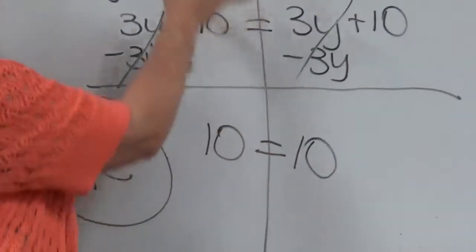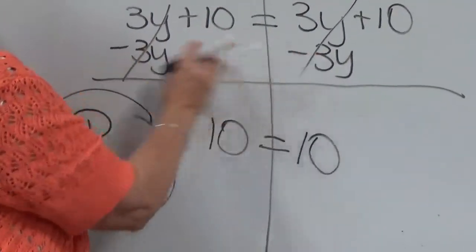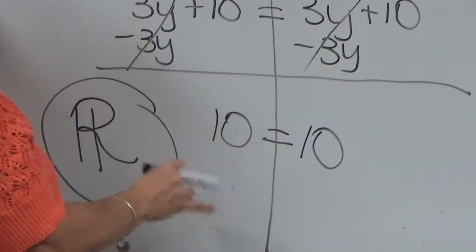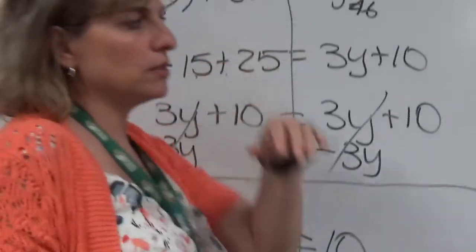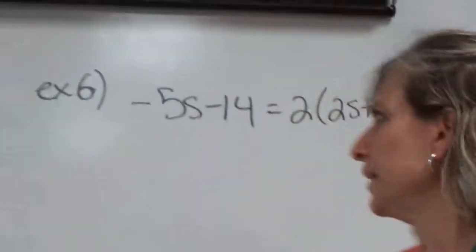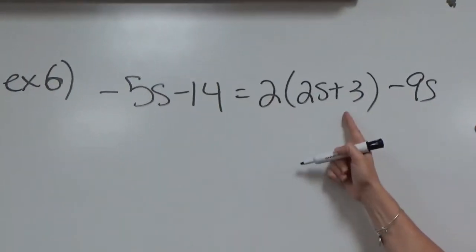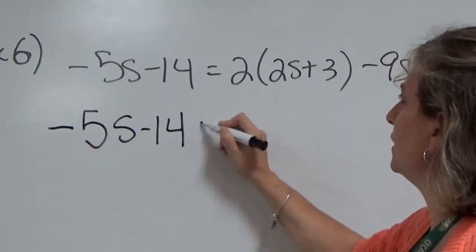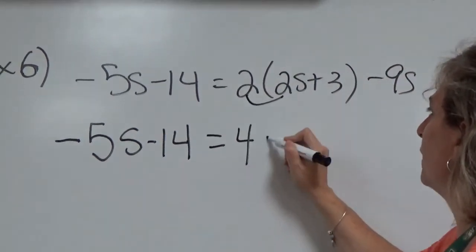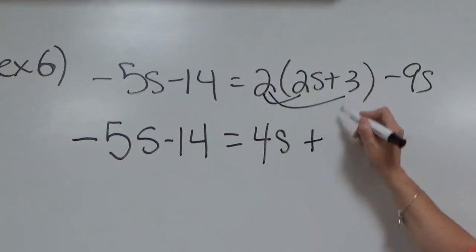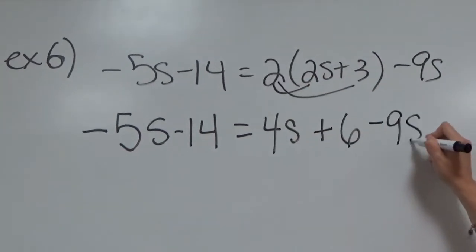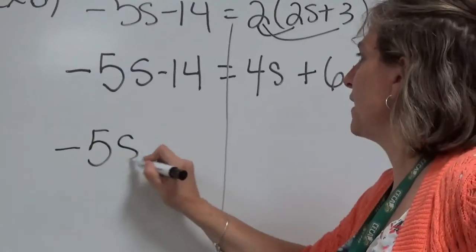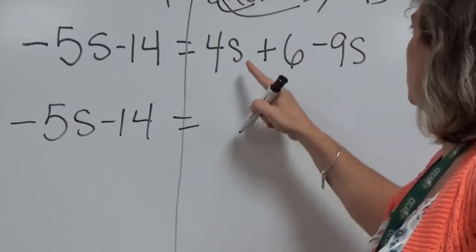When you get something that makes total sense, but you don't have the y or the variable down here, that's when it's going to be all real numbers. There's a difference between this and the next one. So let's see what happens to the next one. On the next one, I got to distribute this first. So I have negative 5s minus 14 equals 2 times 2 is 4s plus 2 times 3 is 6 minus 9s. Okay, so I'm going to just write my negative 5s minus 14.